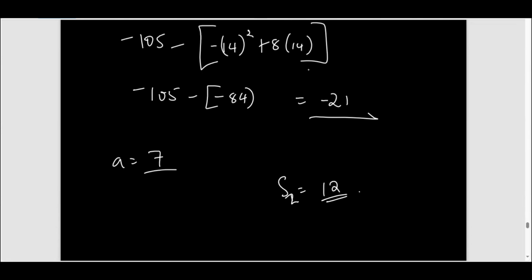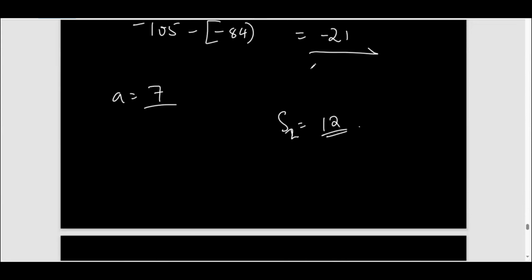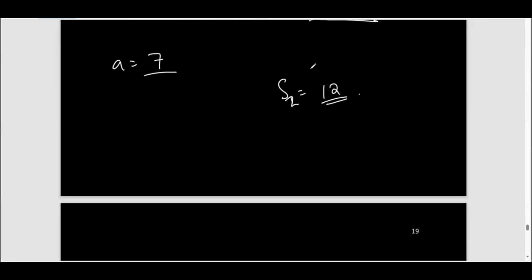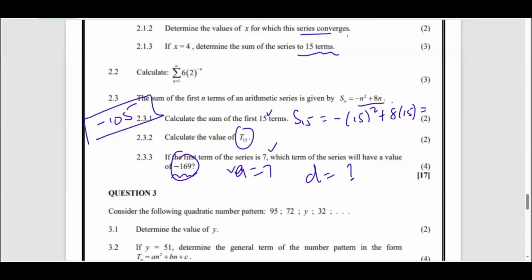S2 is a 12. Then if S2 is a 12, something is off. Shall fix that. If S2 is a 12, then our T2 must be S2 minus S1, which means 12 minus the first term, 7, so our T2 is a 5. So we have the first term as 7, the second term as 5, which means the common difference is minus 2.